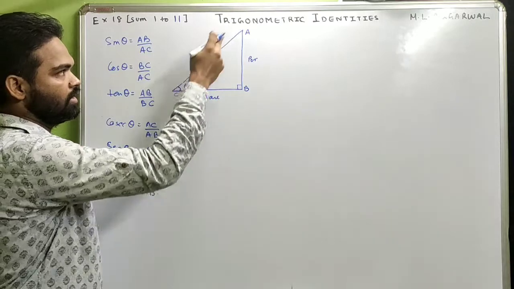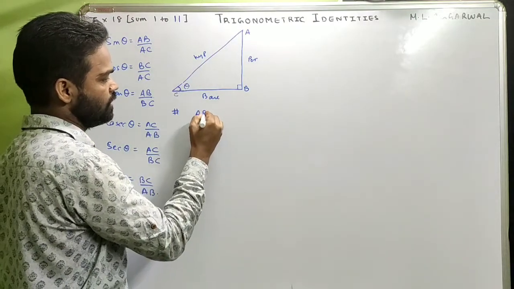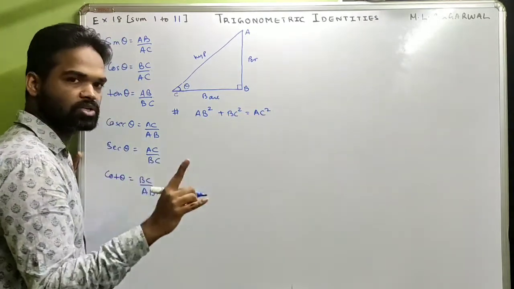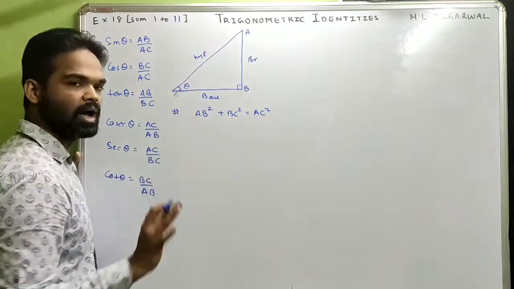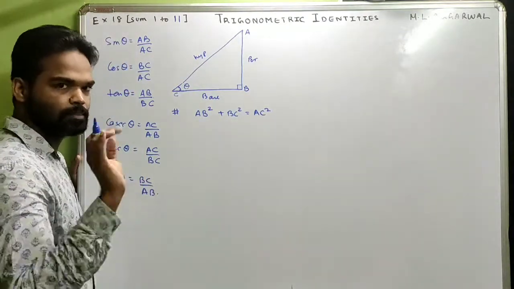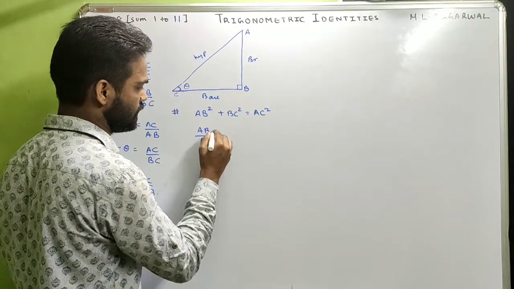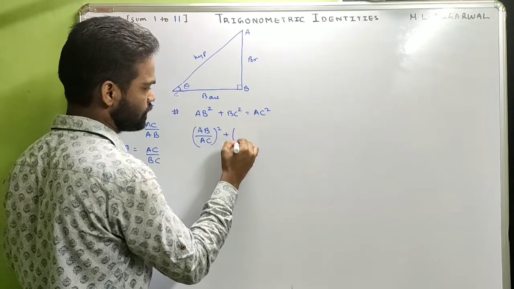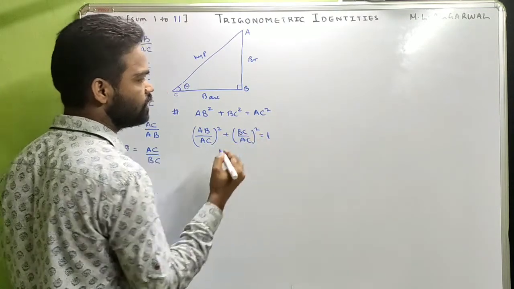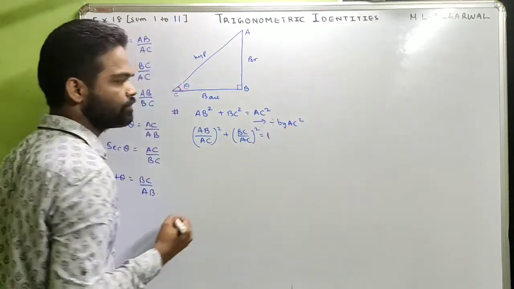Now look over here. If I use Pythagoras theorem over here, I can say AB² + BC² = AC². Perpendicular square plus base square is equal to hypotenuse square. Now what I'll do, I'll divide the entire thing by AC². So I'll get (AB/AC)² + (BC/AC)² = 1. What I did? Divided by AC².